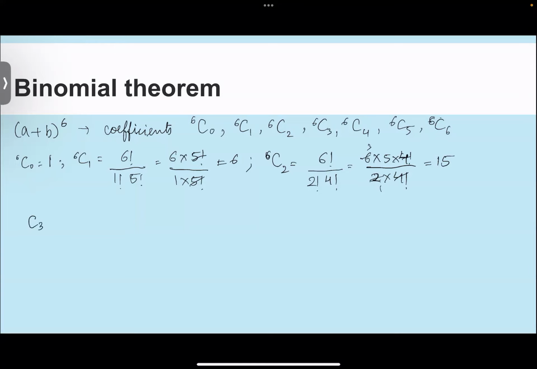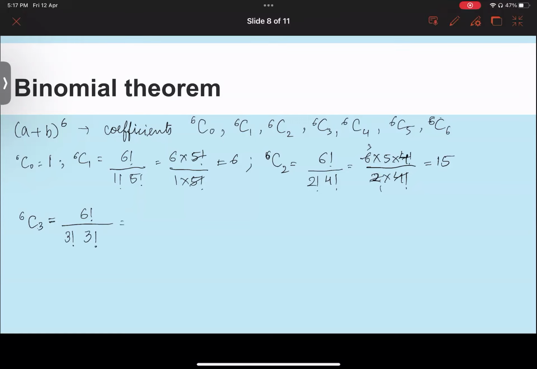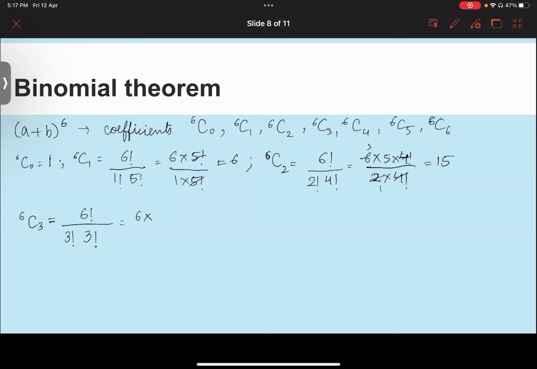Then you have 6C3. So your r factorial is 3 factorial, and when you have 6 minus 3 factorial, so that is 3 factorial again. So 6 into 5 into 4 into 3 factorial. Expand one of the factorials, so 3 into 2 into 1. So let's keep the 1 out, and then you will have 3 factorial again. So 3 factorial goes away. So 3 into 2 is 6. 6 also goes away. So what you're left with is 20.